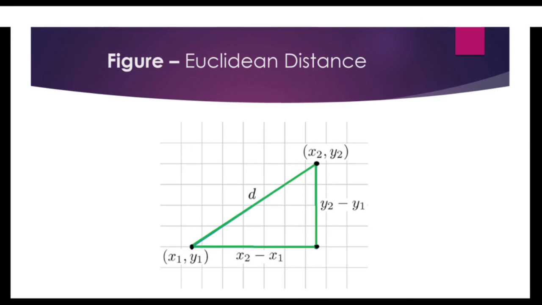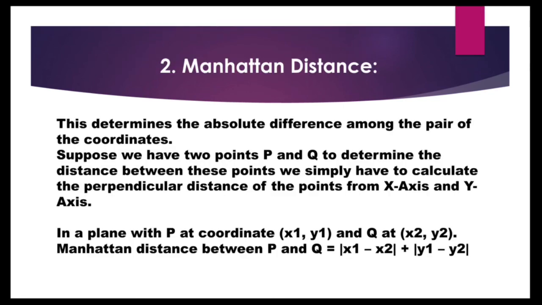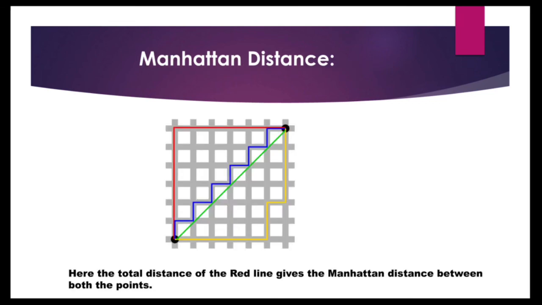Then, let us move on to Manhattan distance. This determines the absolute difference among the pair of coordinates. Suppose we have two points, P and Q. To determine the distance between these points, we simply have to calculate the perpendicular distance of the points from the x-axis and y-axis. In a plane with P at coordinates x1, y1 and Q at x2, y2, the Manhattan distance between P and Q is equal to modulus of x1 minus x2 plus modulus of y1 minus y2. In this diagram, the total distance of the red line gives the Manhattan distance between both points.